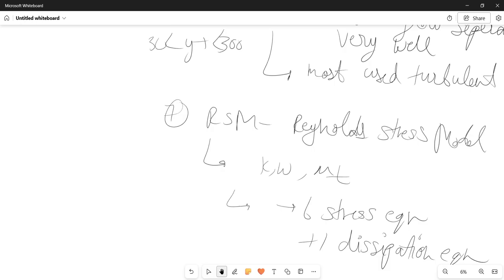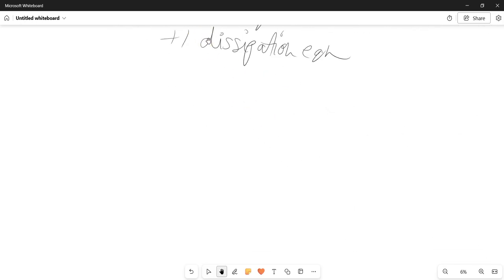So it captures swirl, but it is harder to converge, because here you're ignoring the viscosities. You're just directly solving the stresses and the dissipation, so you're playing around with energy over here. That's why you have the other models above. But this is also a model that is still used in CFD. Now, moving on.